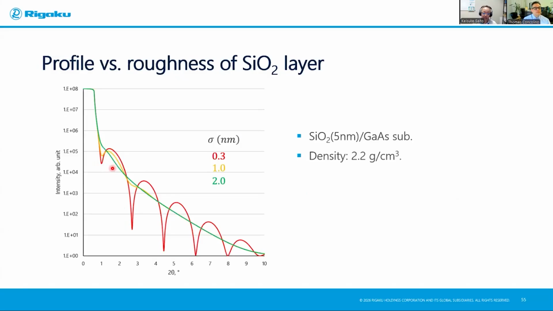How about roughness? Now I fixed the density to 2.2, but I changed the roughness sigma from 0.3 up to 2.0. Sigma changes the maximum 2 theta angle at which you can observe the fringes. For example, at 0.3 we see fringes up to 10 degrees 2 theta, while at 1 nanometer, maybe up to 4 degrees. So 1 nanometer up to 4 degrees, or 2 nanometer surface roughness only up to maybe 2 degrees 2 theta.